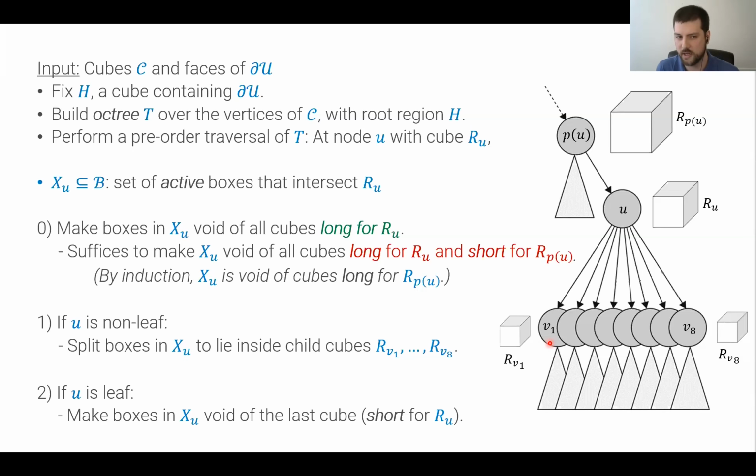Okay, so that's the setup. Of course, the crux is how do we perform step 0. Step 1 and step 2 are less interesting, and they consist of doing a constant number of cuts locally to XU. But afterwards, the boxes in XU will be void of all input cubes. Are there any questions for this setup? Because the remainder of this algorithm will be discussing how we do step 0.